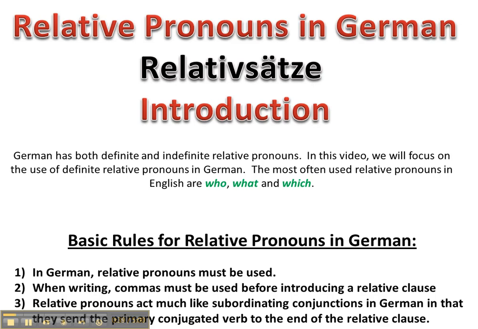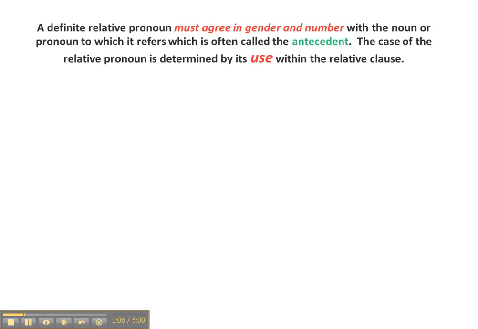Number one, in German relative pronouns must be used, whereas in English they're optional. Number two, when you're writing, commas must be used before introducing a relative clause. And thirdly, relative pronouns act like subordinating conjunctions in German, and if you're not familiar with what those are, you might want to review the video on that. But basically, they send the primary conjugated verb to the end of the relative clause. So let's take a look at this in an example here.